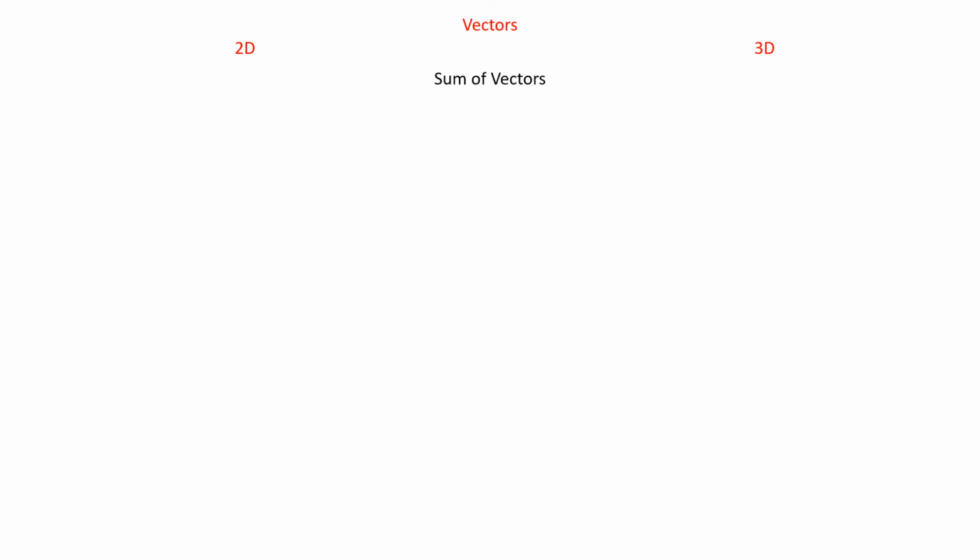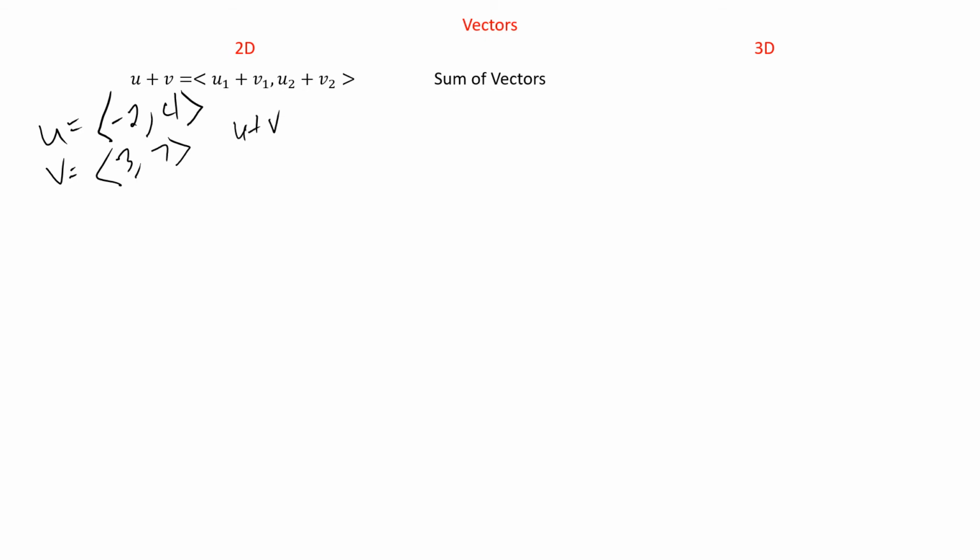Next piece, sum of vectors. If we remember 2-dimensional, we just add the x component, add the y component. Super easy. So if we have u was -2 comma 4, and v is, say, 3 comma 7, u plus v is going to be -2 plus 3 is 1, 4 plus 7 is 11. Super easy. We just add these two together and add these two together.